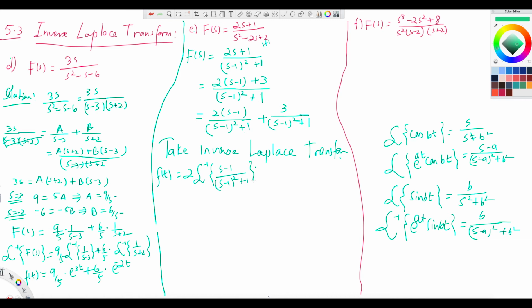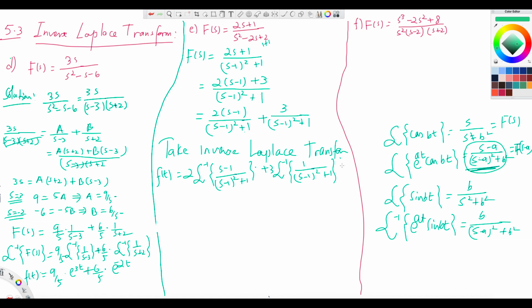And then plus 3 times the inverse Laplace transform of 1 over (s minus 1) squared plus 1. Let us look at this formula. We know that the Laplace transform of cosine bt is s over s squared plus b squared, right? How about the Laplace transform of e to the at cosine bt? This is basically f of s, so this is f of s minus a, meaning all the s should be replaced by s minus a. That's what we get. So can you compare this with the first inverse Laplace transform? The inverse Laplace transform of this will be e to the at cosine bt.